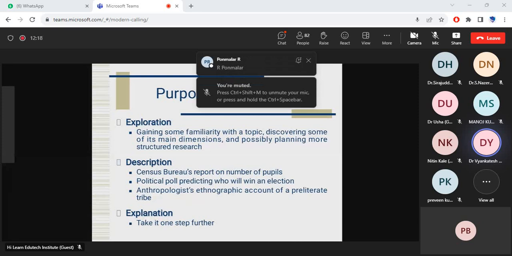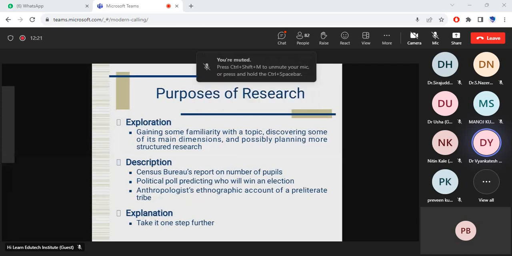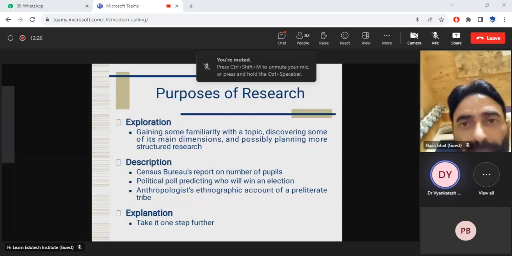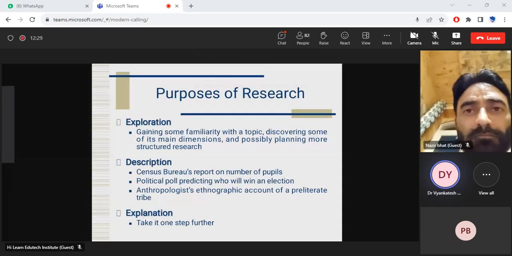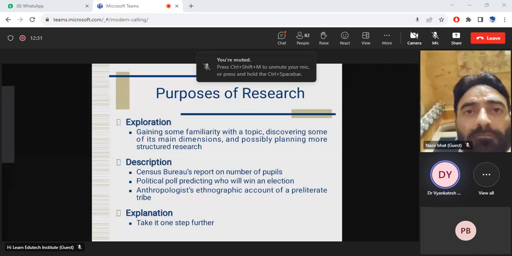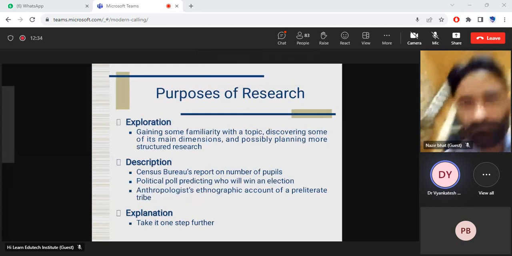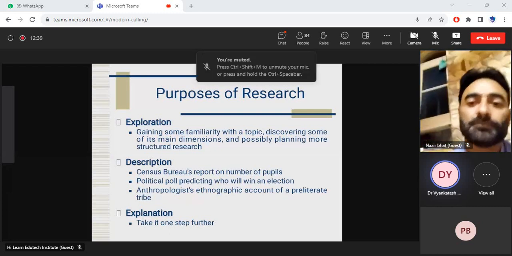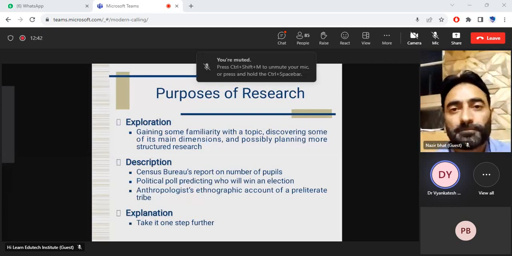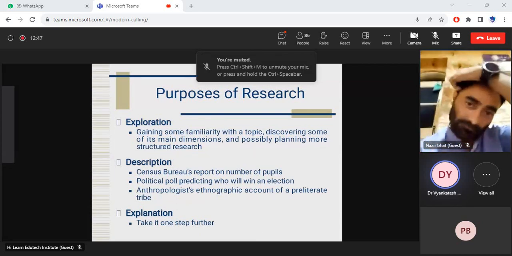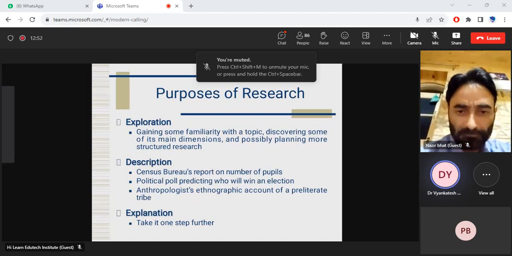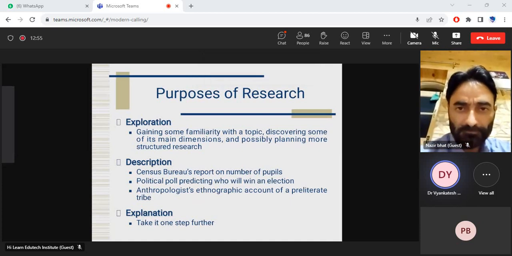So here I am going to explain exploration, description and explanation. Exploration means getting some information, reading about the topic, discovering some of the main dimensions, and planning structured research in future on the concerned topic. Then a description of the topic area: you basically know what we are dealing with in that particular topic, how that research is useful in that subject, and what different criteria we are going to deal with. And lastly, explanation.